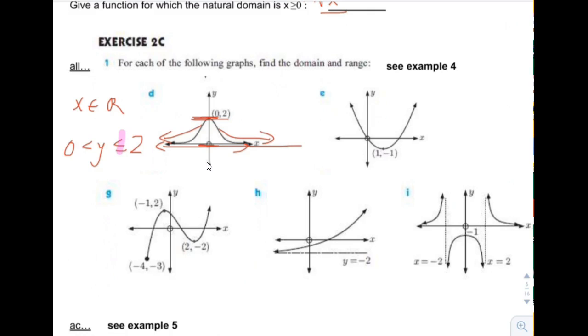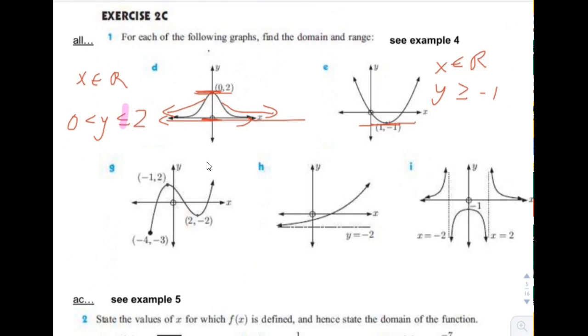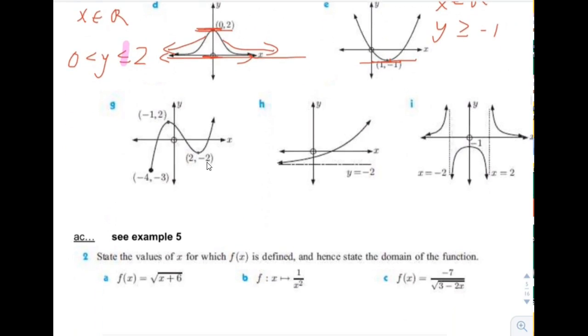So this is a parabola, our old friend, the parabola. The domain would be all real numbers. The range would be numbers greater than or equal to -1, because it does touch y equals -1, right? What about G?